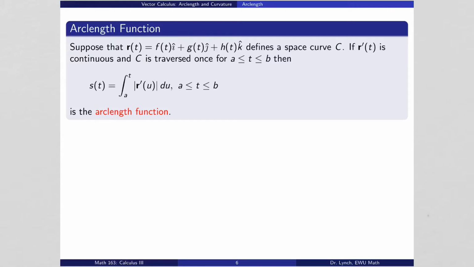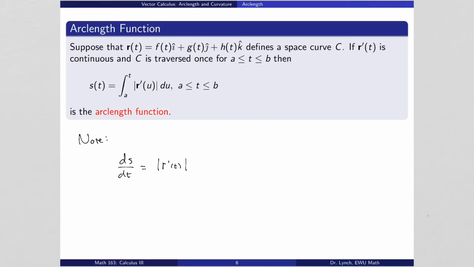function of time. I'll point out here that this integral is in the form of the fundamental theorem of calculus. We can take a derivative of the left-hand side with respect to t. And when we do that, we see that the change of the arc length function with respect to t is exactly the magnitude of the velocity, or the speed.